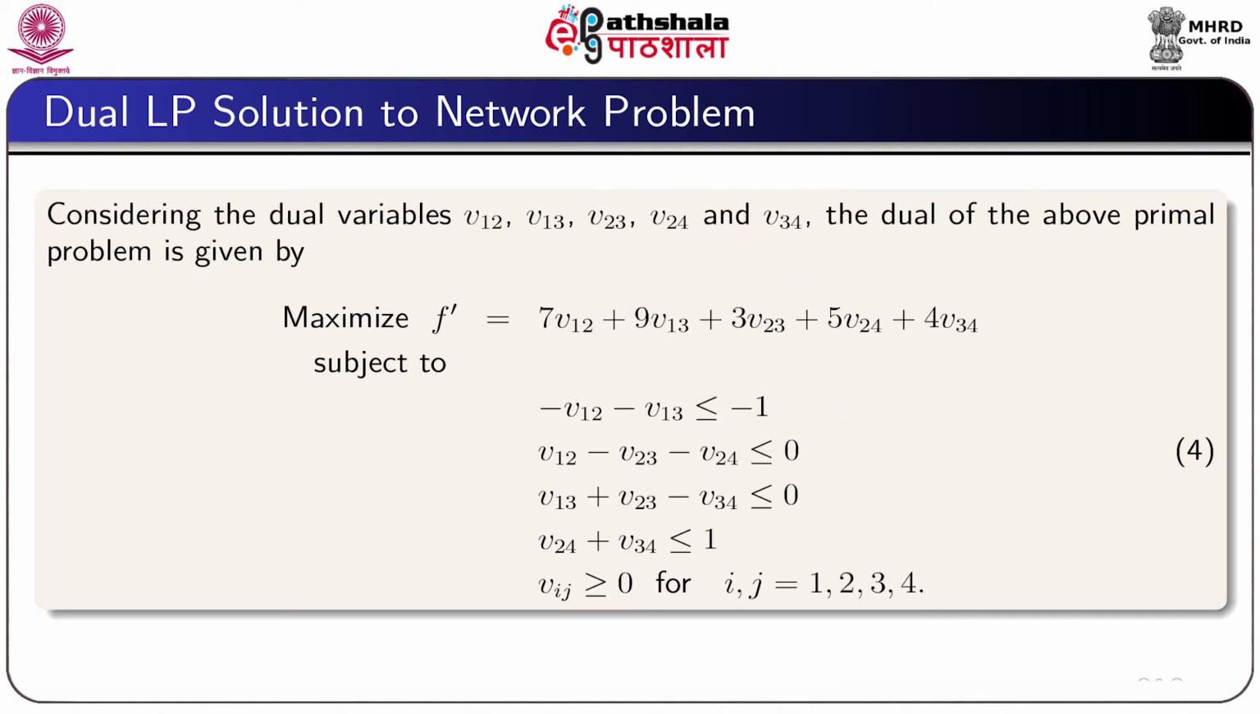Considering dual variables V12, V13, V23, V24 and V34, the dual of the above problem can be written as: maximize f dash equal to 7 V12 plus 9 V13 plus 3 V23 plus 5 V24 plus 4 V34 subject to the constraints as shown in this slide.